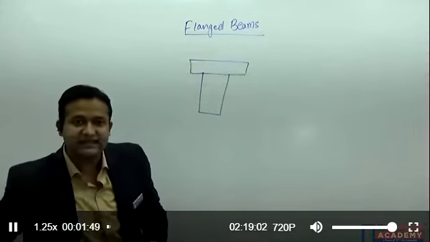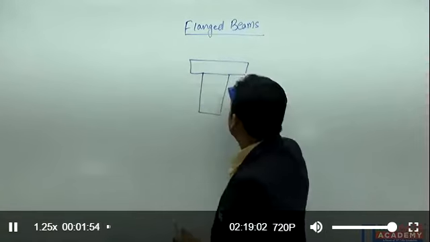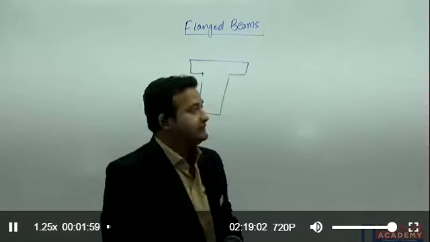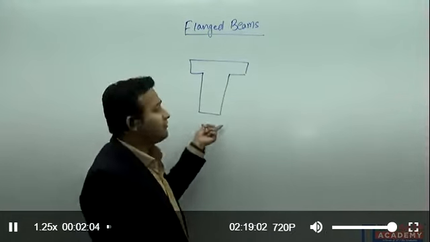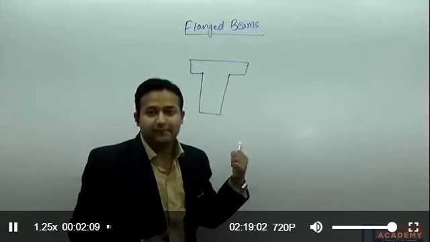If it is acting as a single unit, the analysis will be something different and it will take more moment of inertia, it will take more bending moment. That's why it is called a single unit, called the flanged beam. So here you can see this type of beams.